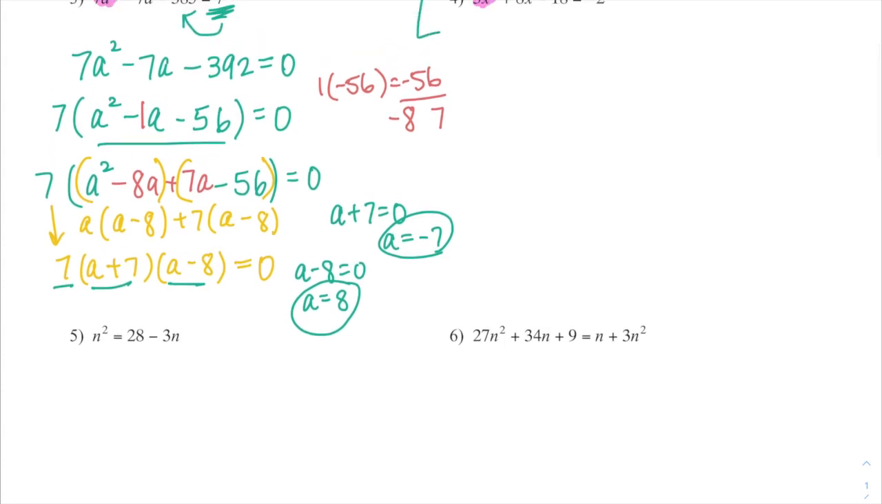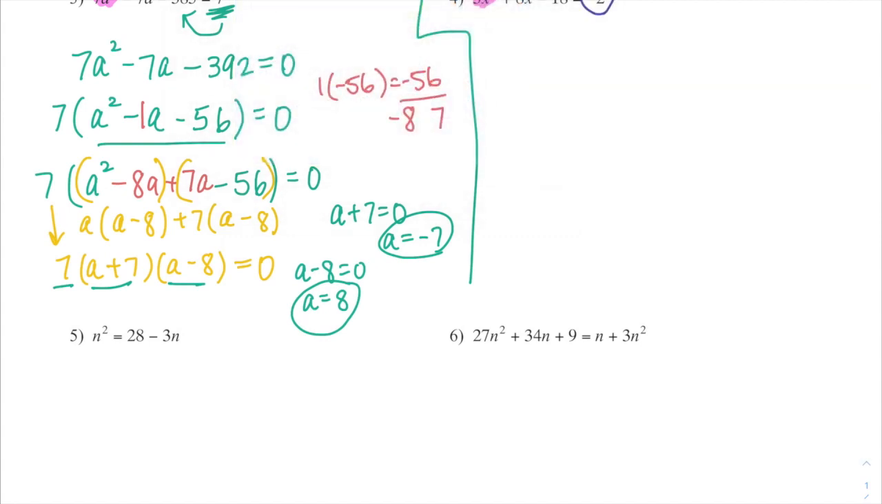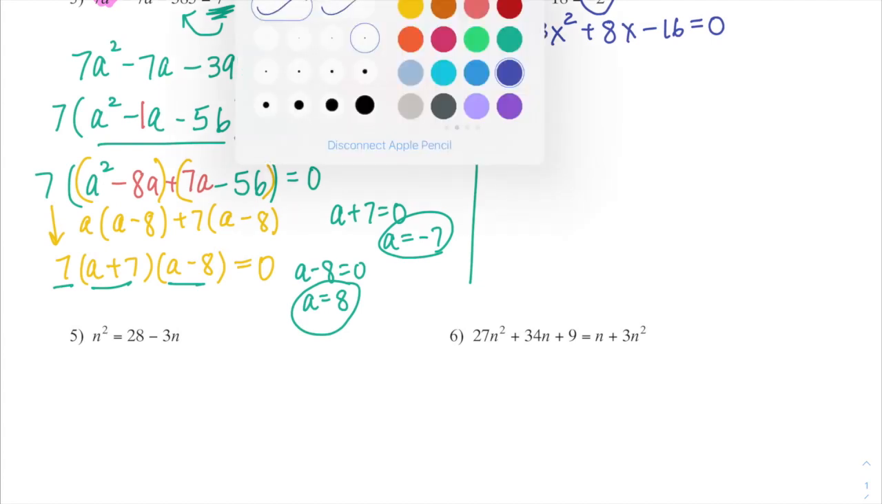Alright, so number 4, very similar. We need to move the negative 2. So 3x squared plus 8x. Now we're going to add 2. So negative 18 plus 2 gives us negative 16. Alright, so let's see. Do 3, 8, and negative 16 have a common factor? No, they don't. So I'm going to have to work with 3 and the negative 16.